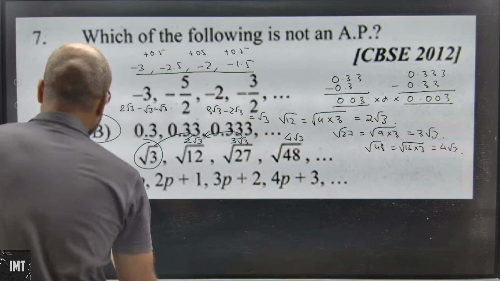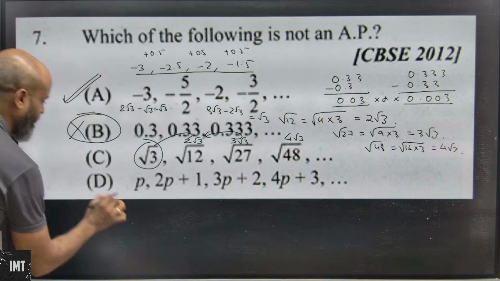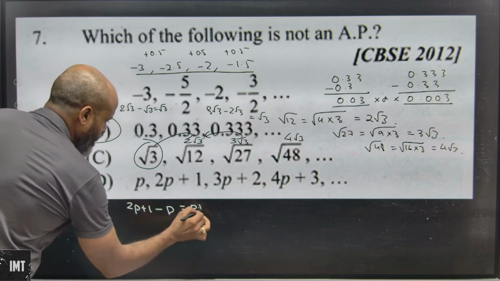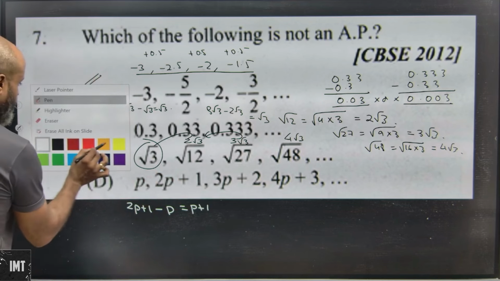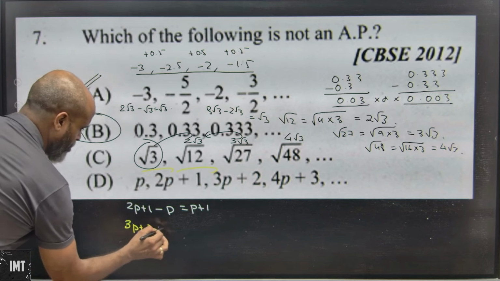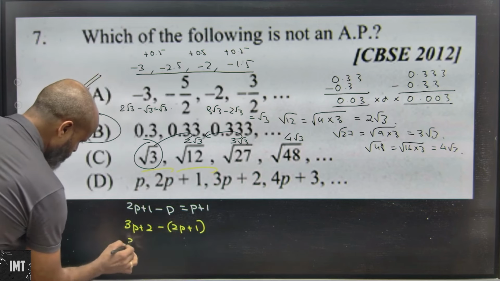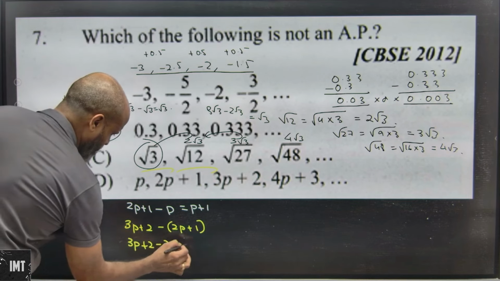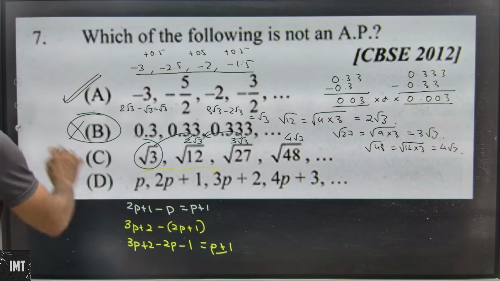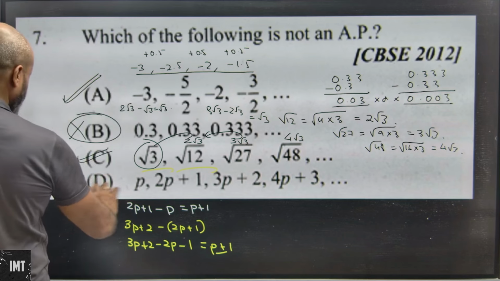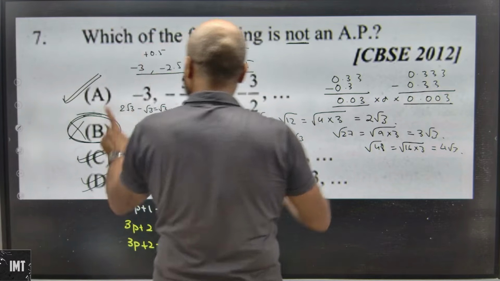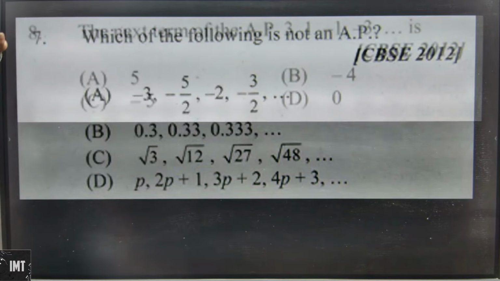Okay. Last one. Let's look at this. Here we have 2p plus 1 minus p. What will this be? P plus 1. So you have subtracted this from this. Let's check this out. So this is 3p plus 2 minus 2p plus 1. So that's going to be 3p plus 2 minus 2p minus 1. That's basically p plus 1. Again the same. So this is also an AP. This is an AP. This is an AP. Only this one is not an AP. So here it has been asked which one is not an AP. So this would be the correct answer.